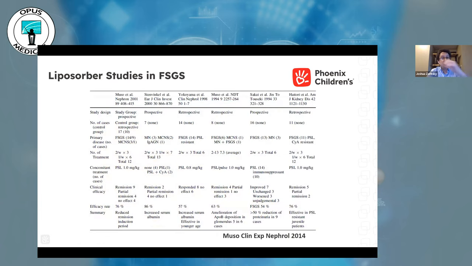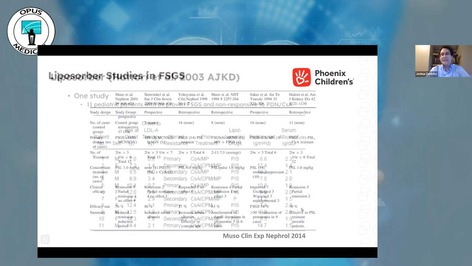So why liposorber and FSGS? Well, there's quite a bit of literature from Japan basically showing that when they treated patients with FSGS due to hyperlipidemia, they were able to rescue a subpopulation out and get those patients into remission. And probably the most studied is this paper from Hattori et al. And this is the paper that Kanika brought to the FDA to ask for FDA approval. I'll go into details of that study.